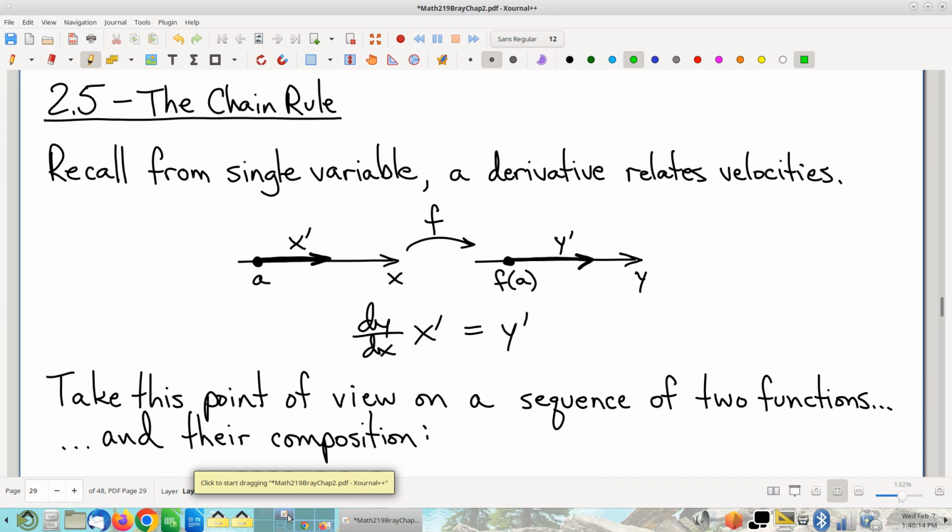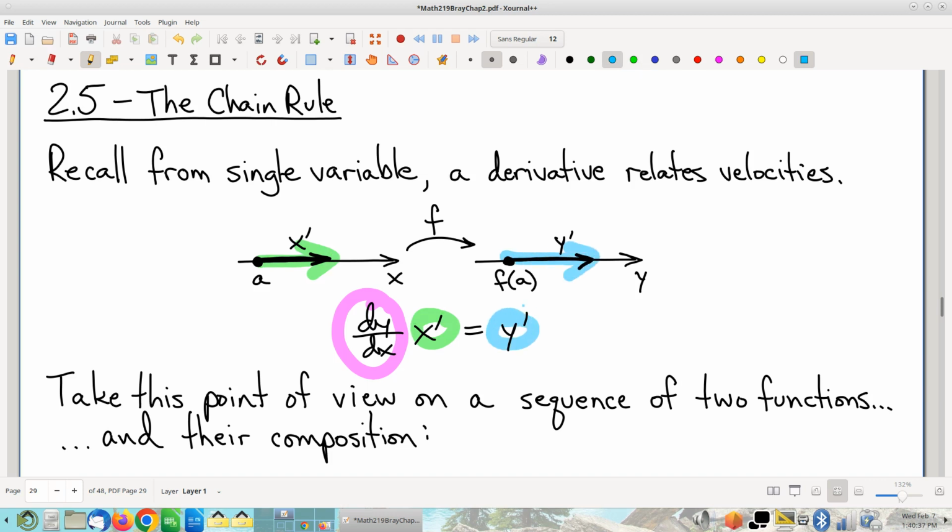The point is to take a certain narrow, specific perspective on the single variable chain rule so that we can generalize with that perspective in mind. So the big idea is that a derivative should be thought of as a relationship between input velocity and output velocity. Very specifically and narrowly, this is the point of view that I want to take on what a derivative is. It's a factor that you multiply by input velocity to get output velocity.